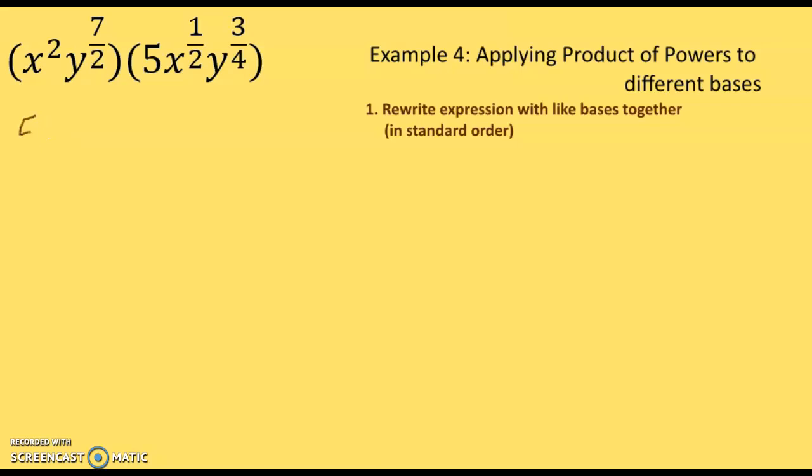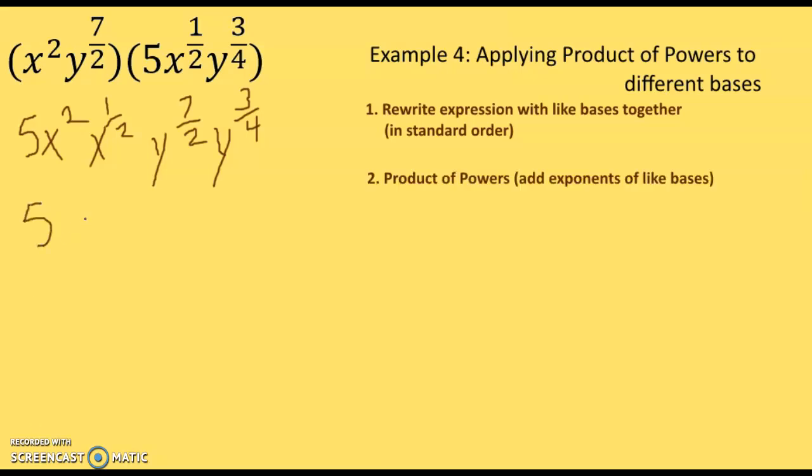So for that, we have 5 x to the 2nd power, x to the 1/2 power, times y to the 7/2 power, times y to the 3/4 power. From there, we will use the product of powers to add the exponents together from the like bases. So we have 5 times x to the 2 plus 1/2 power times y to the 7 halves plus 3/4 power.